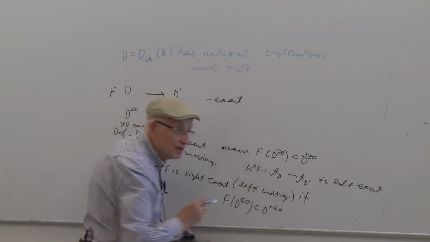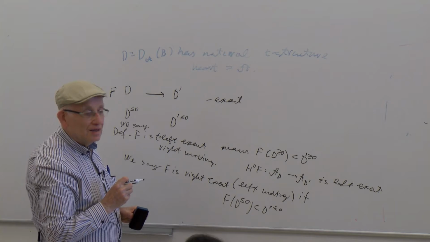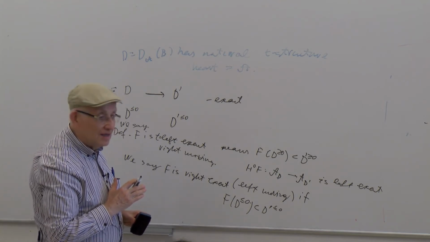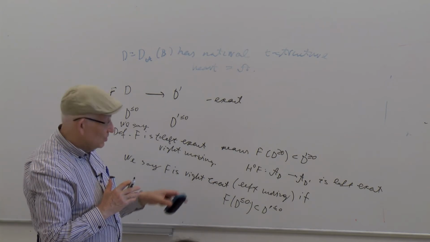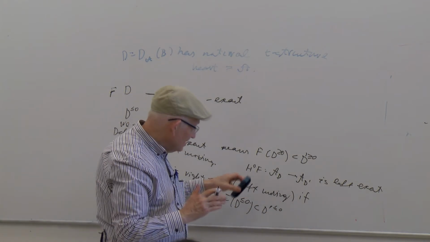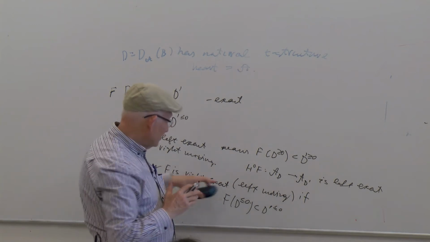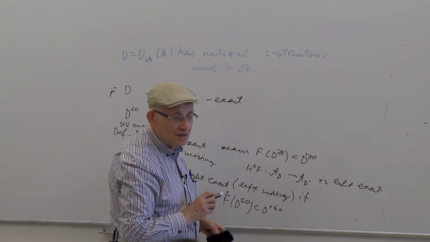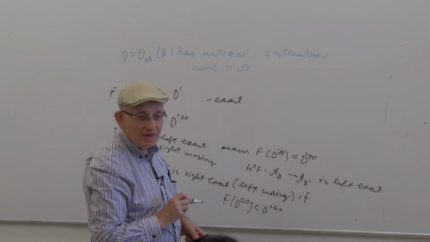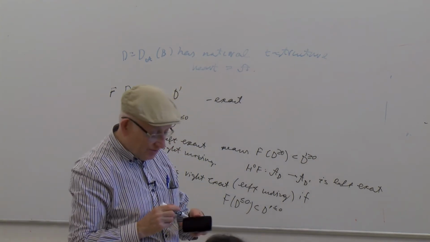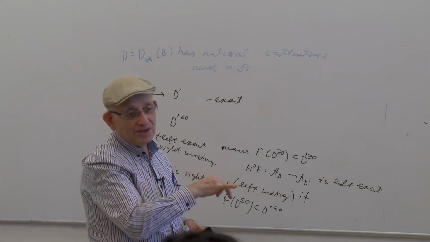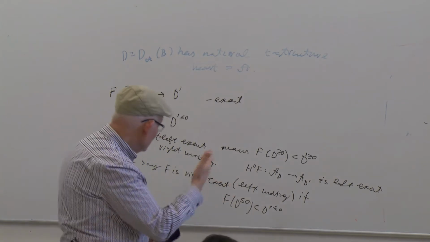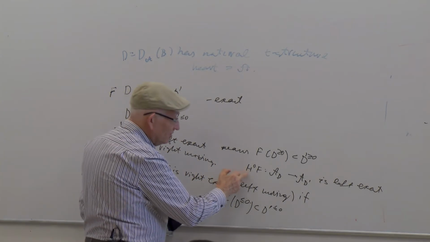What is right moving? The same as left t-exact. And does this imply that H⁰F is left exact? Yes, it's an easy exercise to show that if F is right moving, then H⁰ of F is a left exact functor. The other direction is false. We discussed that it's very easy to construct functors such that this will be identically 0.